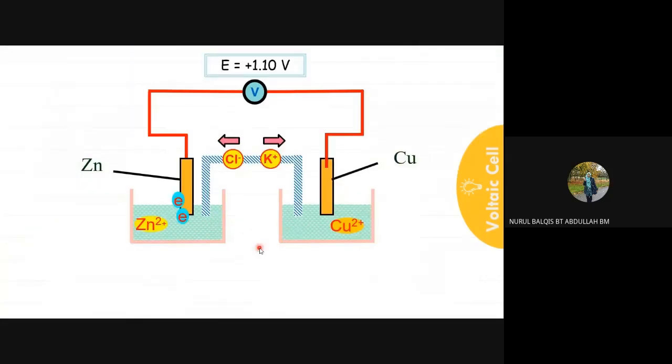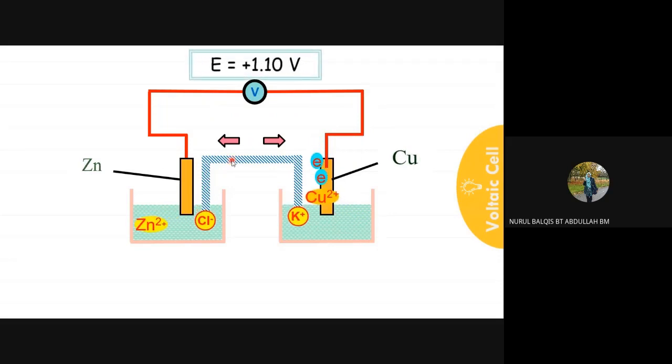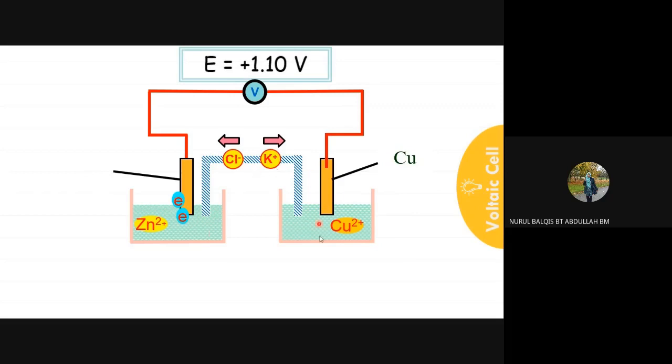Okay, in general, once we know where it is going to move from and to, this is the negative terminal, this is the positive terminal. The electrons move, and it will accept. At the same time, the salt bridge will balance it back, going to the left and to the right. Okay, what will happen, I will show again.